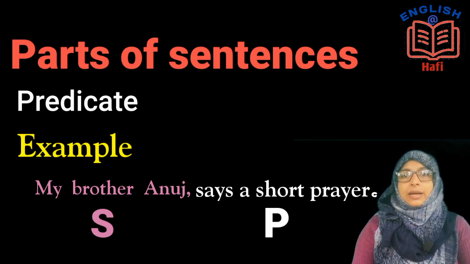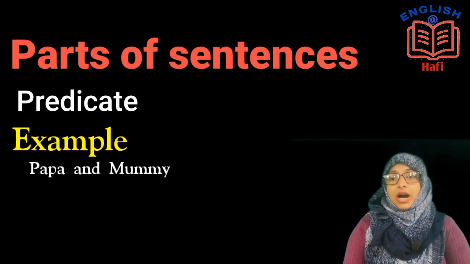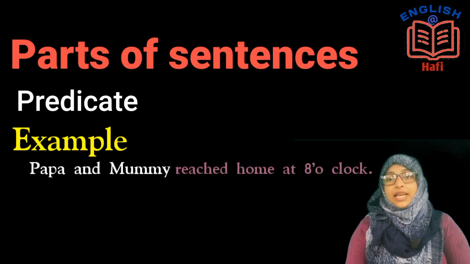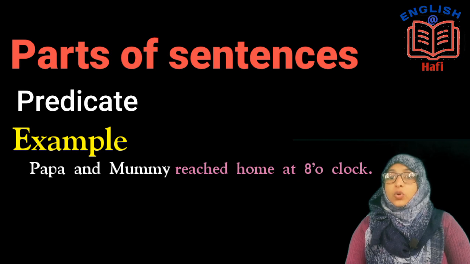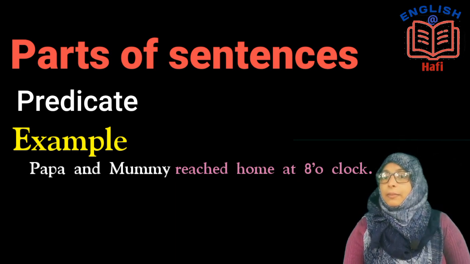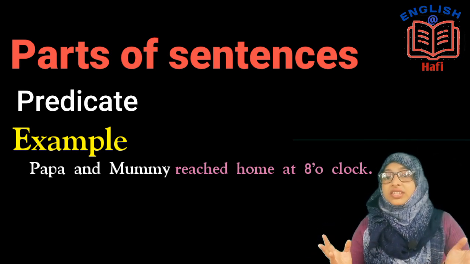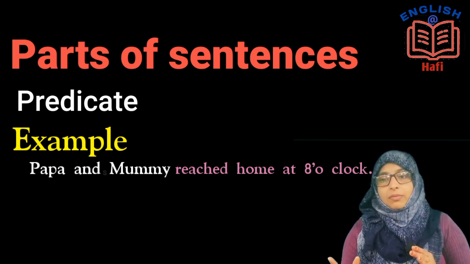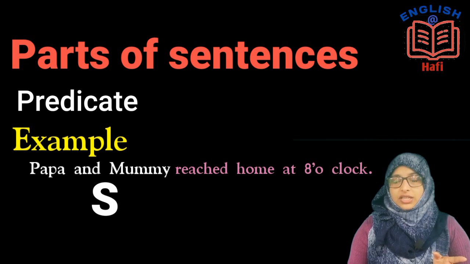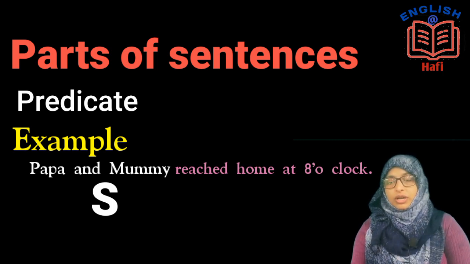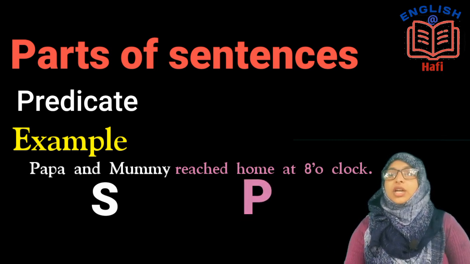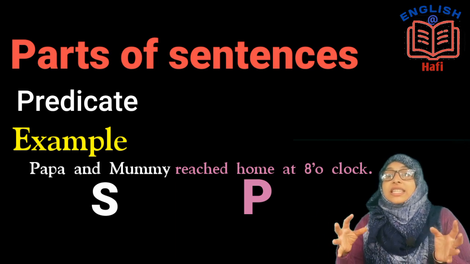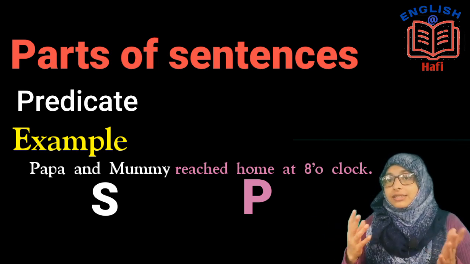Let us see another example. Papa and Mama reached home at 8 o'clock. Who reached home at 8 o'clock? Papa and Mama. So we're just getting the answer for the question who. So Papa and Mama becomes the subject. Reached home at 8 o'clock becomes the predicate because reached home at 8 o'clock says something about the subject.